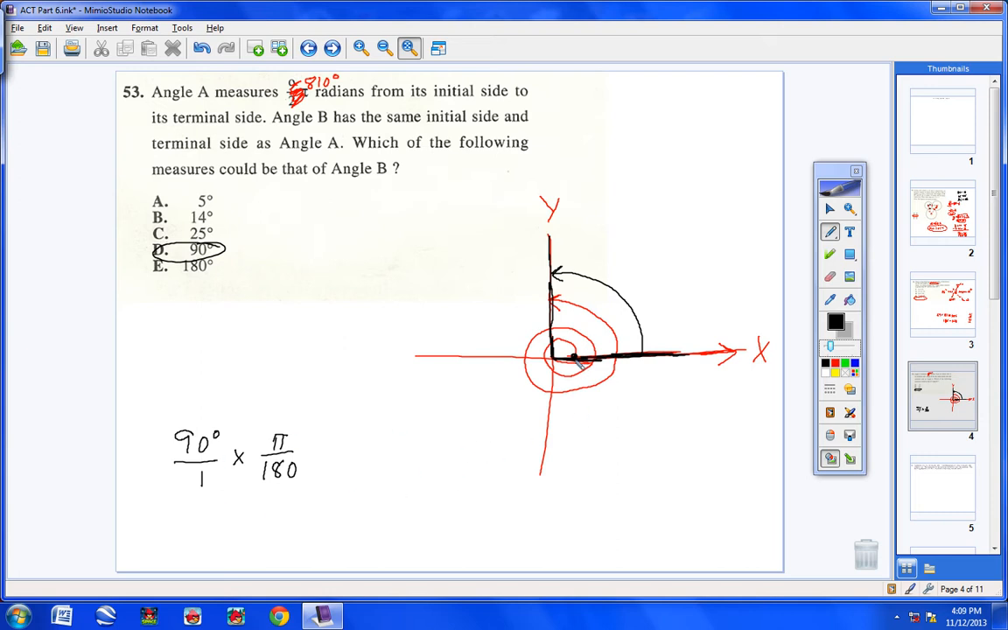You need to know about initial sides and terminal sides, okay? What that means, it's where an angle starts and where it ends. Okay, and that's what this problem is testing you on.